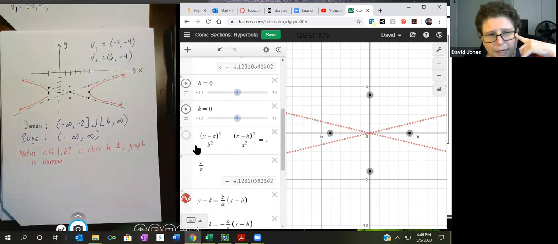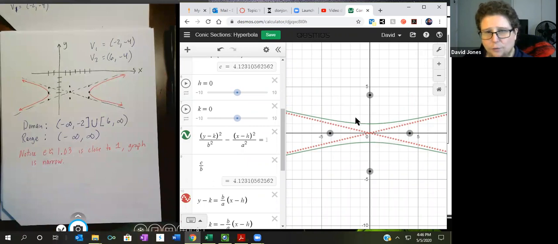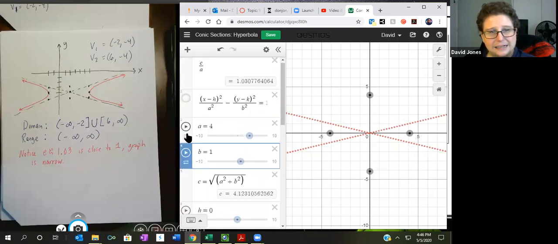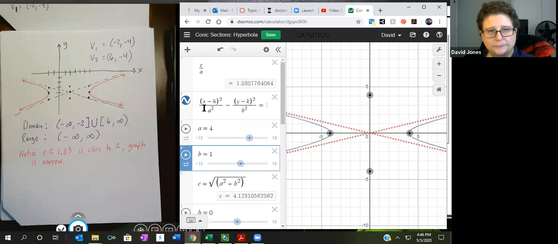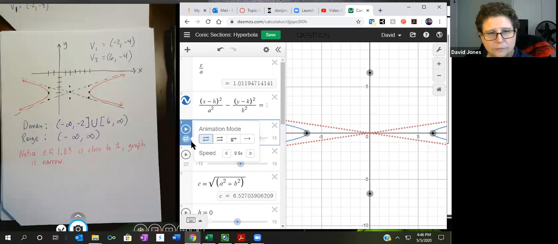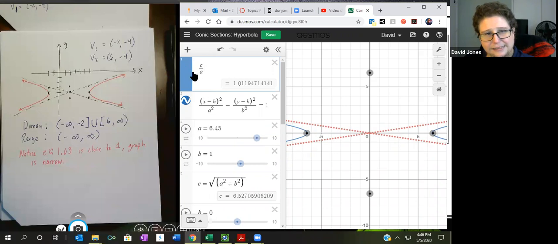Let me switch to Y, where it opens up and down. Here it's really wide. And I got my eccentricity right next to it. C over B is 4.12. Let's go back and look at the other one, just so you're okay with it. What happens is A goes up. Oh, let's slow you way down. Here's my eccentricity. As A goes up, it's just getting closer and closer to 1, right?